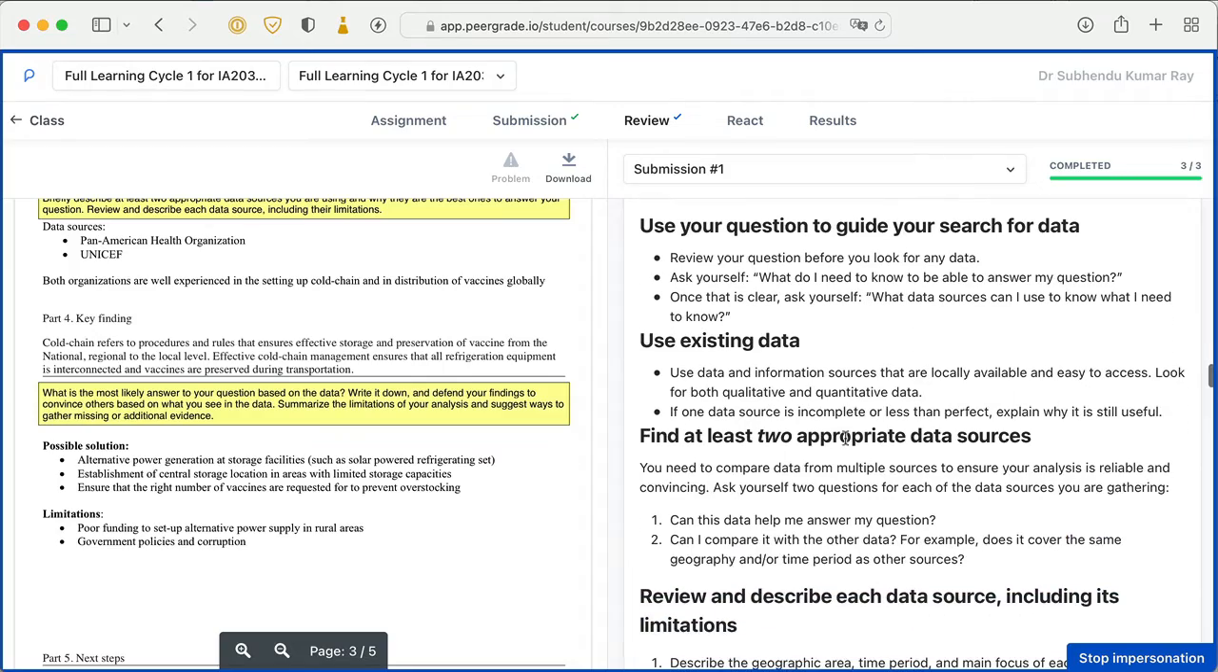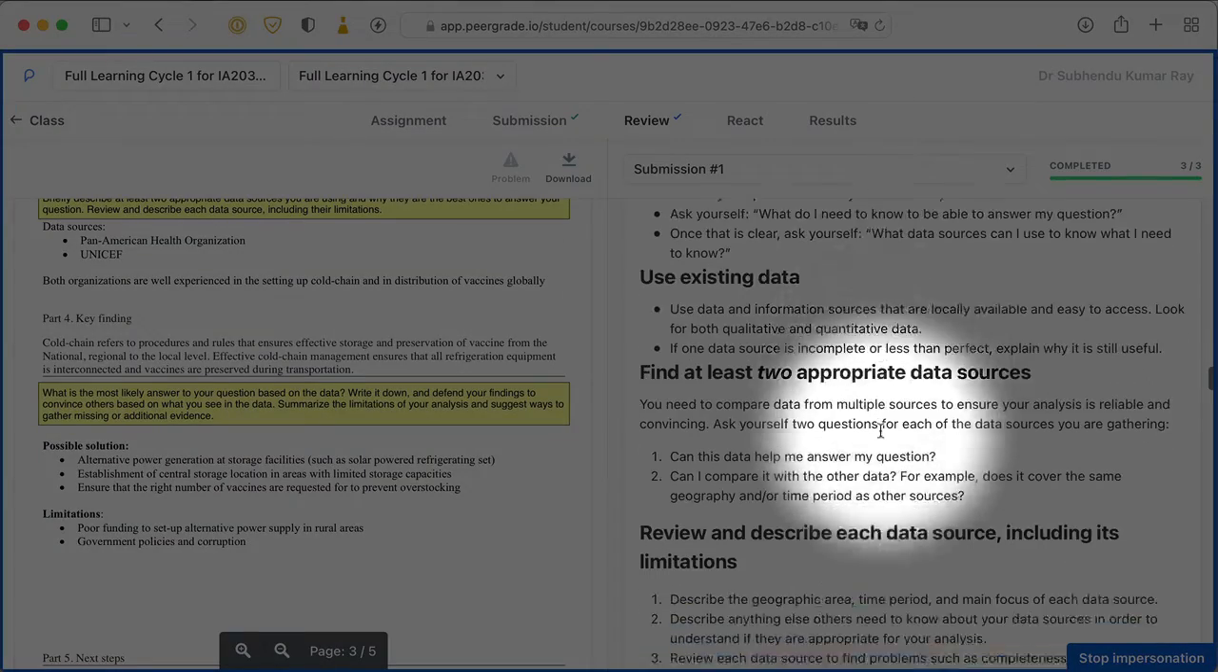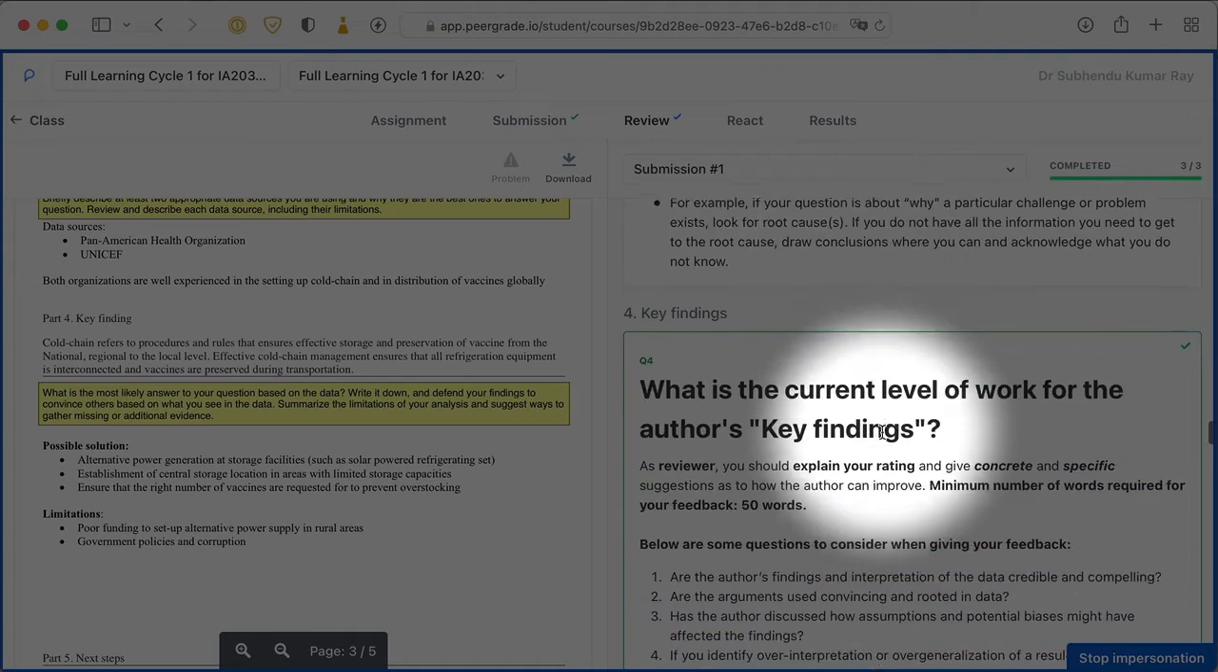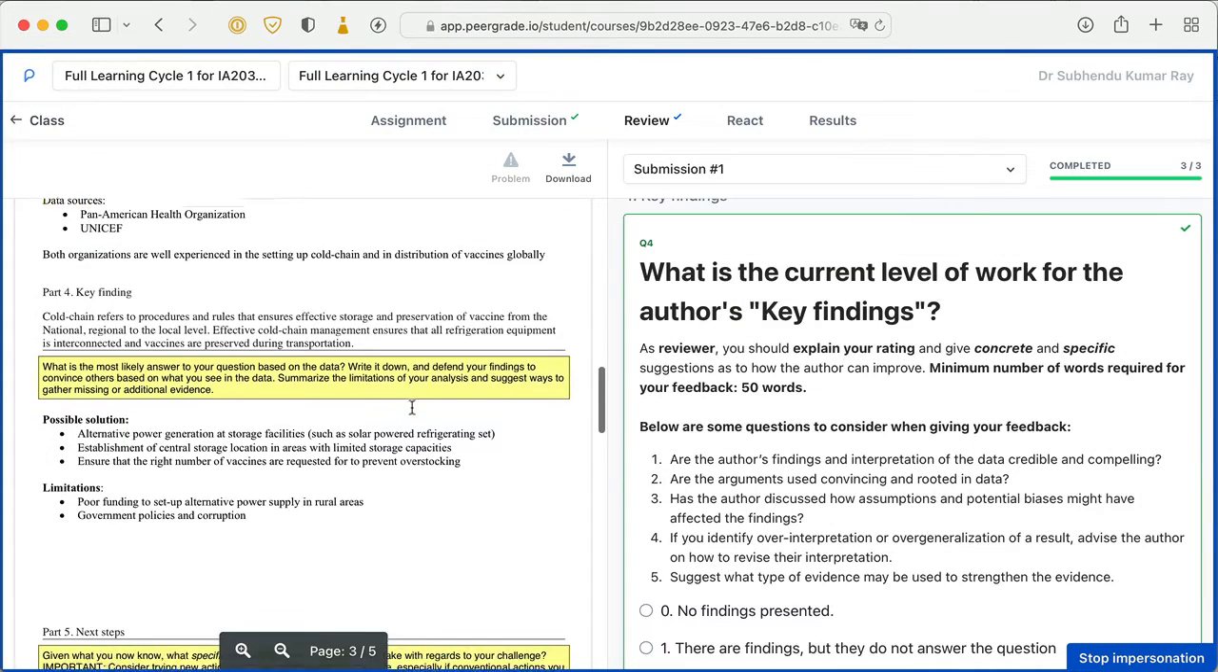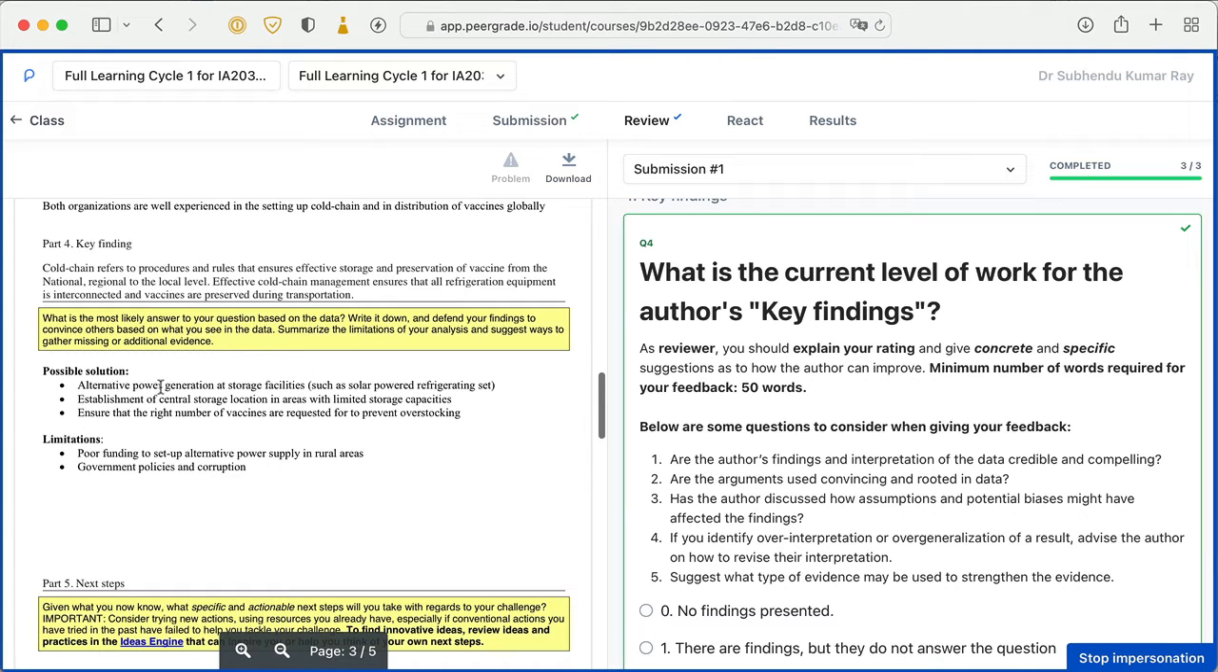So again, read through the guidance here in order to make sure that you are actually addressing what matters. Now, question 4 is the most important because this is where you share your key findings. And in between, question 3 or part 3, your data sources and your situation. Once you have your data sources and your situation, that is when you can analyze the situation using your data sources.